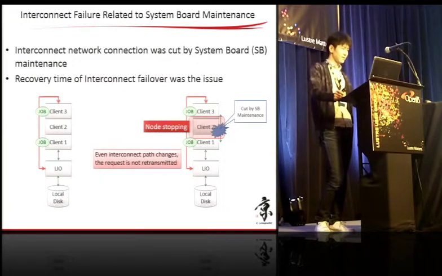This slide is the physical configuration as the previous slide. Interconnect network connection was cut by system board maintenance. Even when interconnect path changes, the request isn't retransmitted. As a result, eviction occurs.